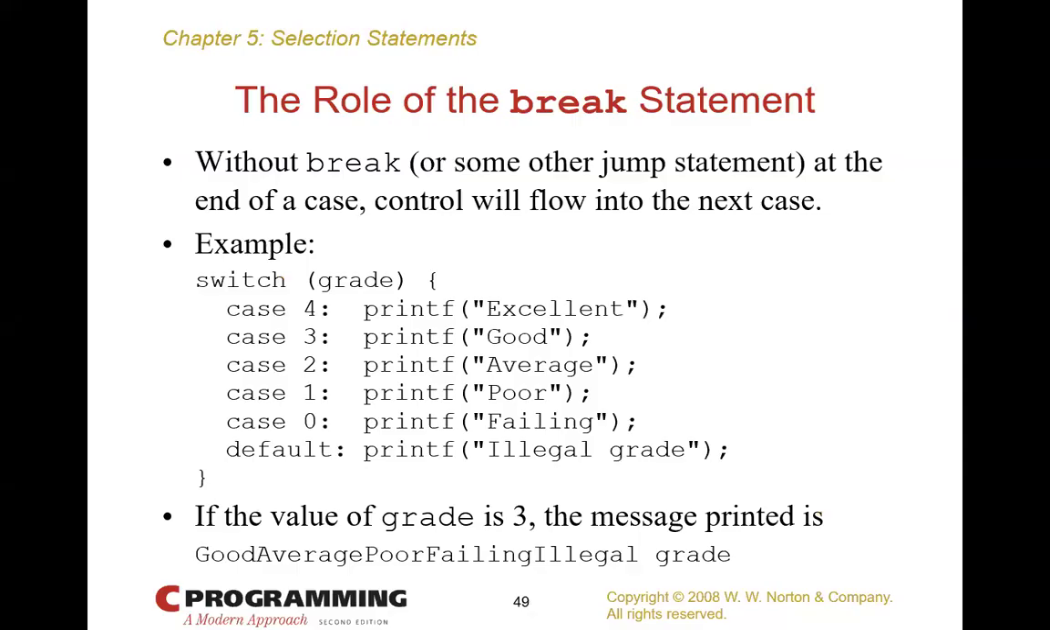So without break, or some other jump statement at the end of a case, control will just move to the next one. So here is an example. If we have case 4 is print excellent, we didn't put break. Case 3 is print good, something like this. What will happen? If we have the value as 3, it will start at case 3, it will print good. It looks for break, there's no break, it prints average. It prints poor, failing, it prints illegal grade at the same time because there is no break.